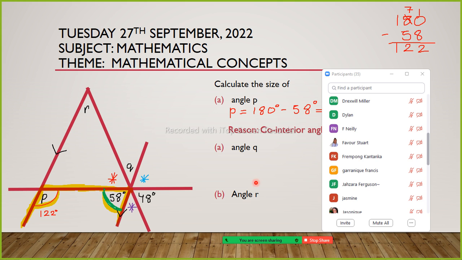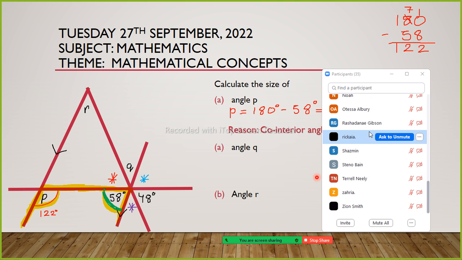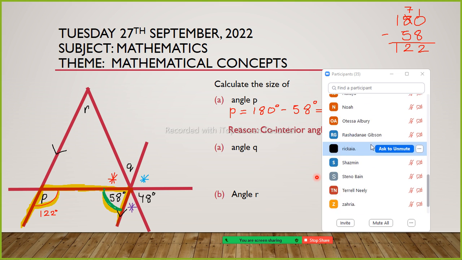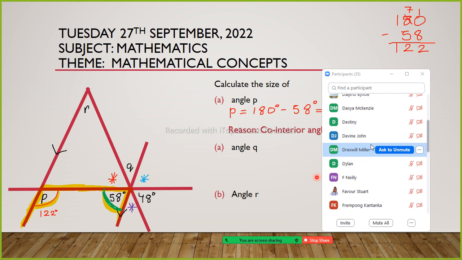All right. Let me ask someone I don't hear from at all. I see Rashad today. I see even Sean today. That's disturbing. Oh, Divine. Let me ask Divine. 58 is vertically opposite to what angle? The one in the red, the blue, or the purple? Divine.